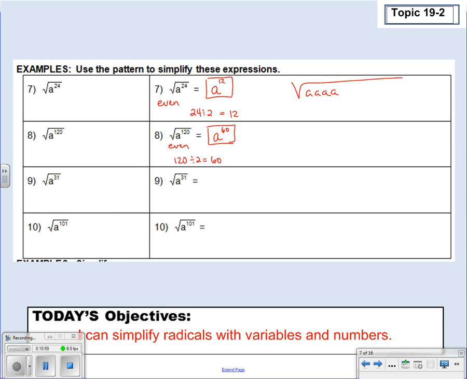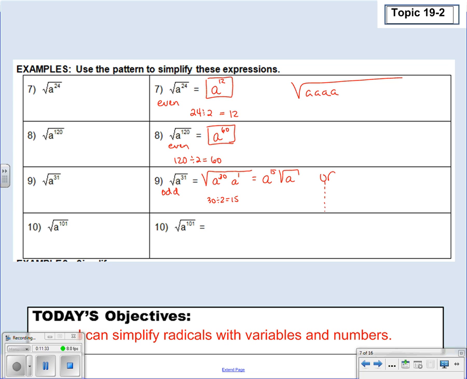Number 9, this is a to the 31st power, the square root of it. This is an odd one. So one way I can do is say a to the 30th and then put an a to the 1. Because again, if I put them together, that's going to be 31. So now I can do 30 divided by 2 gives me 15. So this comes out to be a to the 15. That's outside. I still have an a to the 1 power underneath.